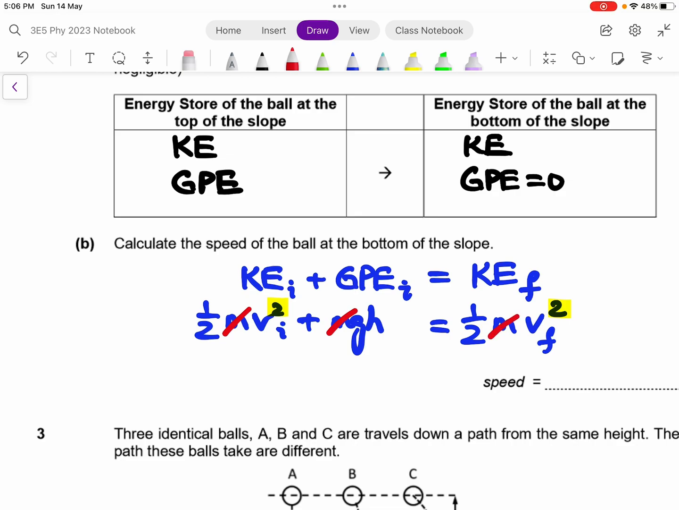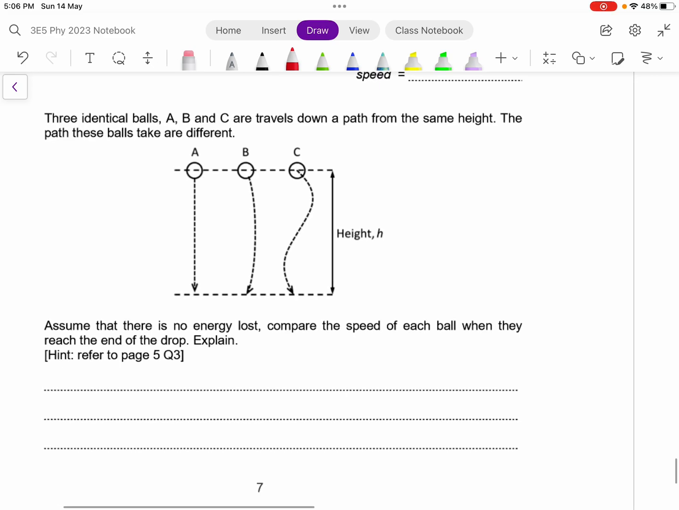Then you can go on and solve this. So for question 3 is the same, right? If you look at the initial state, and if you set h equals to 0 here, you will notice that the initial state of all 3 balls will be just GPE, right? And because they are falling from rest, did they say fall from rest?